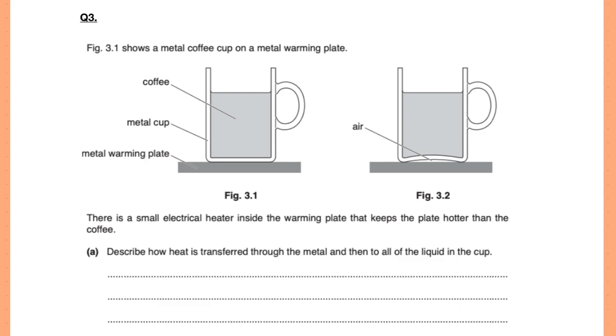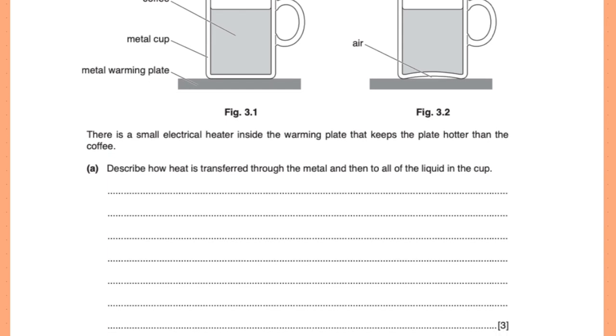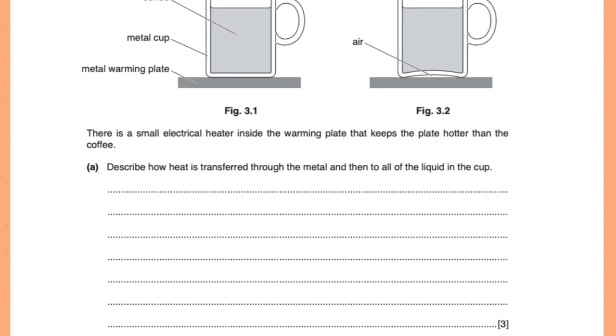Now this last question, 3.1, shows a metal coffee cup on a metal warming plate. There's a small electrical heater inside the warming plate that keeps the plate hotter than the coffee, so that means that heat is continuously being transferred from the plate to the cup and the coffee. Describe how heat is transferred through the metal and then to all of the liquid in the cup. So being a metal, we know that the more dominant method of heat transfer would be free electron movement. I have to describe that first.